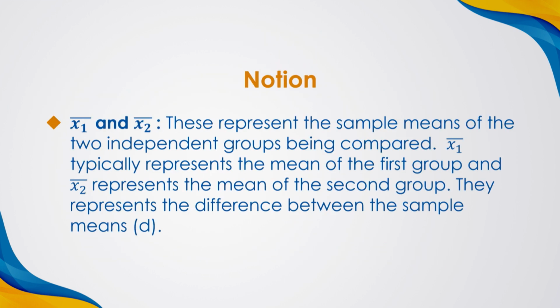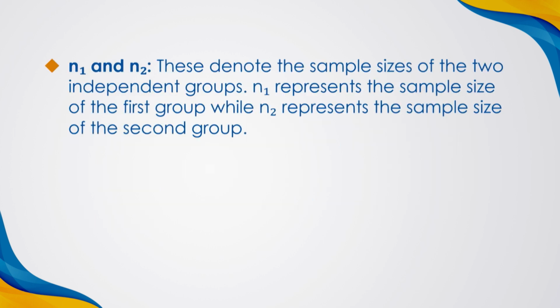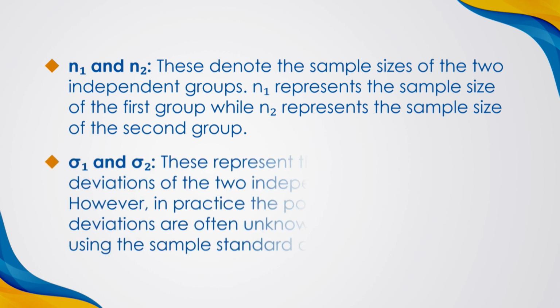We can see some notations. x1 bar and x2 bar represent the sample means of the two independent groups being compared. x1 bar typically represents the mean of the first group and x2 bar represents the mean of the second group. They represent the difference between the sample means, denoted as D. N1 and N2 denote the sample sizes of the two independent groups. N1 represents the sample size of the first group, while N2 represents the sample size of the second group.